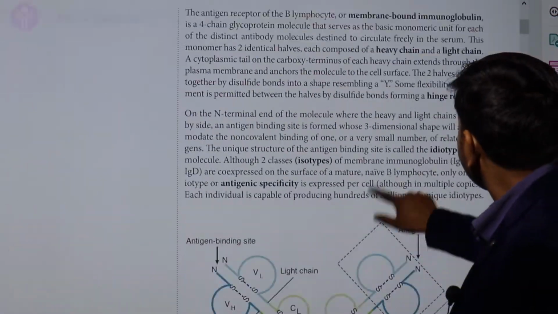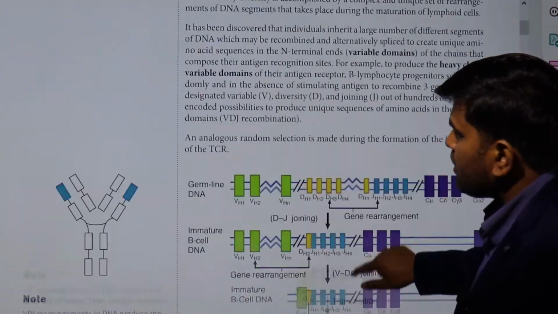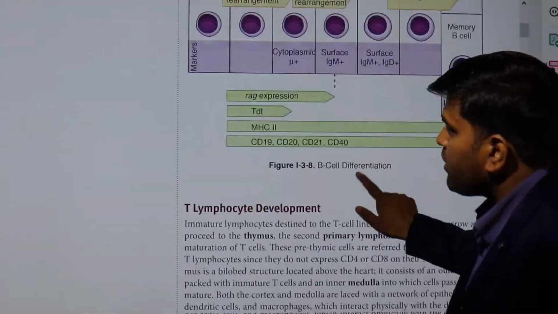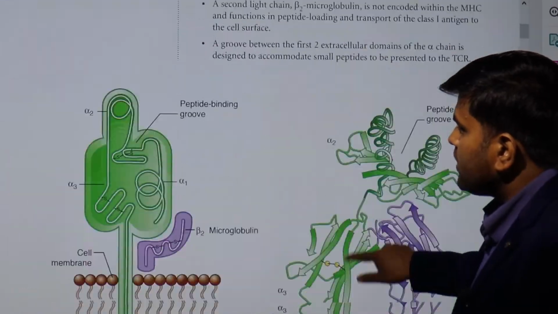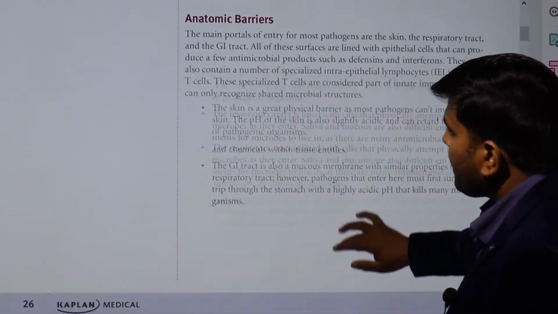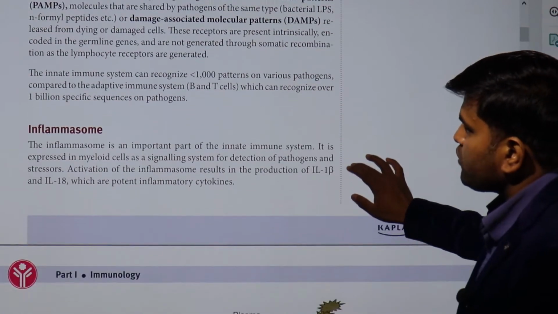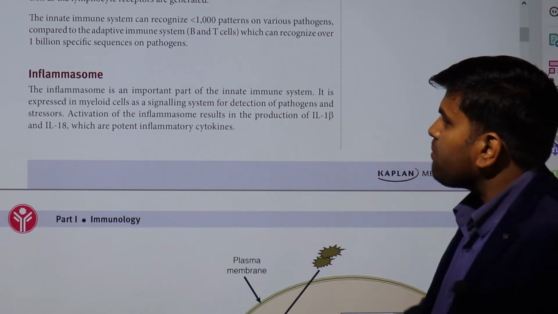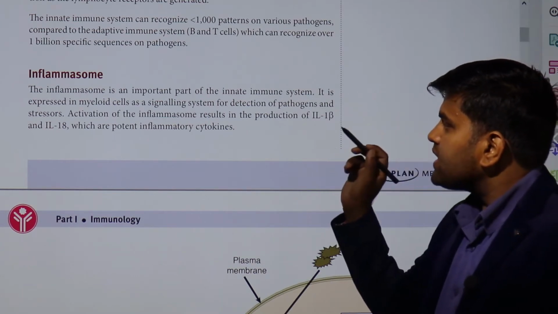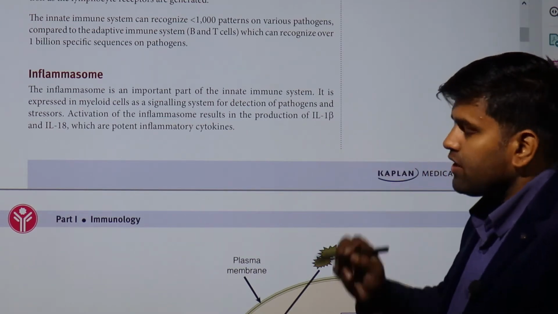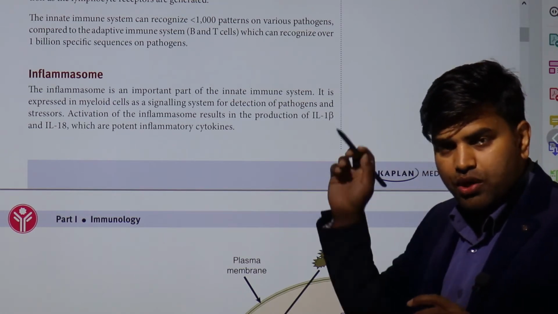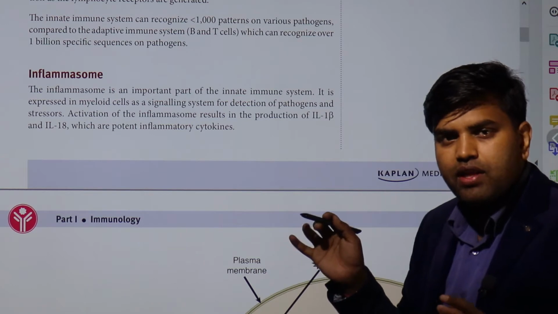Okay, so let's move to the myeloid stem cell, where inflammasomes are one of the ways we deal with things. So, inflammasome is an important part of the innate immune system. It is expressed in myeloid cells as a signaling system for detection of pathogens and stressors. So these are present in myeloid cells, which we have talked about, like macrophage, neutrophil and dendritic cell.